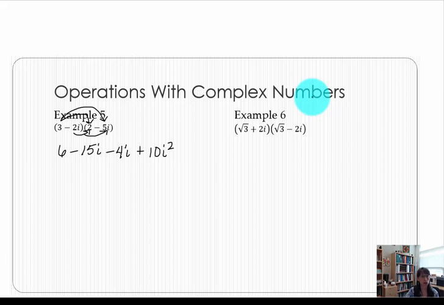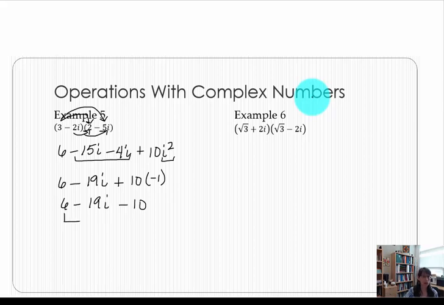It's actually the product rule. Notice that in the middle we have like terms. So we are really working with this multiplication as if we had our variable x. First term remains 6. Combining our like terms, we would have minus 19i. And for the last term, remember that i squared is equivalent to negative 1. So we'll have to make that substitution. That gives us 6 minus 19i minus 10.